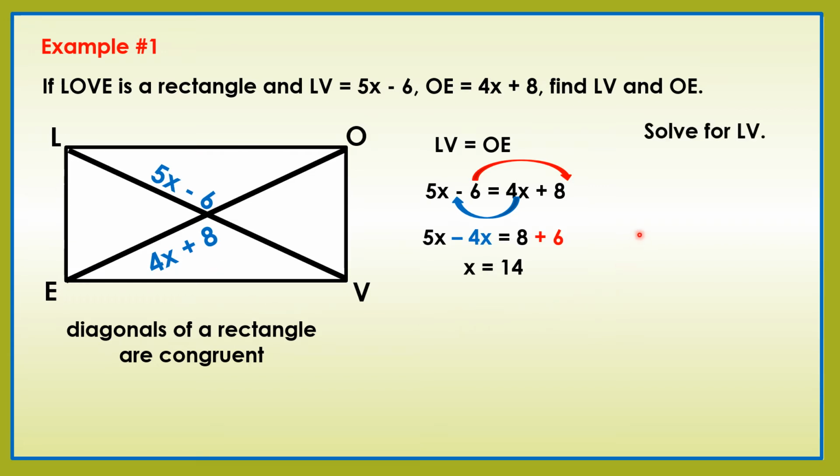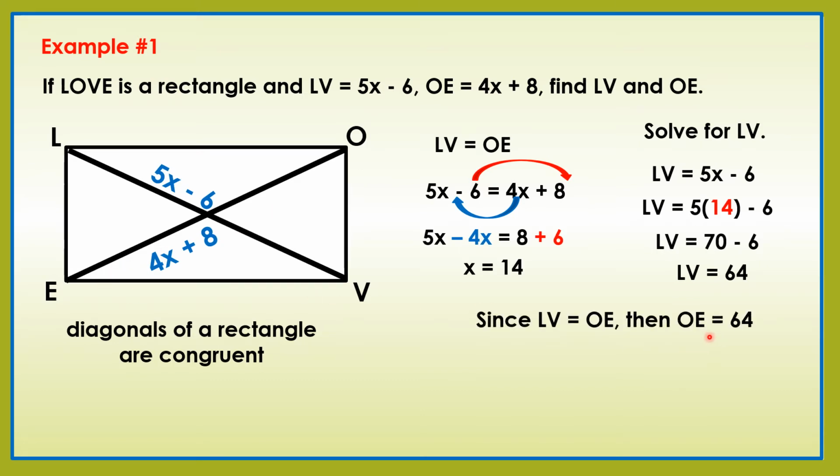So, I'm going to use yung LV. So, LV is equal to 5x minus 6. Substitution lang tayo, ang x natin ay 14. So, we will have now 5 times 14 minus 6. Then, multiply 5 and 14, that is 70. You just copy minus 6. Subtract the two. Therefore, LV is equal to 64. Since ang LV natin at ang OE natin ay equal, therefore, the measure of OE is also equal to 64.